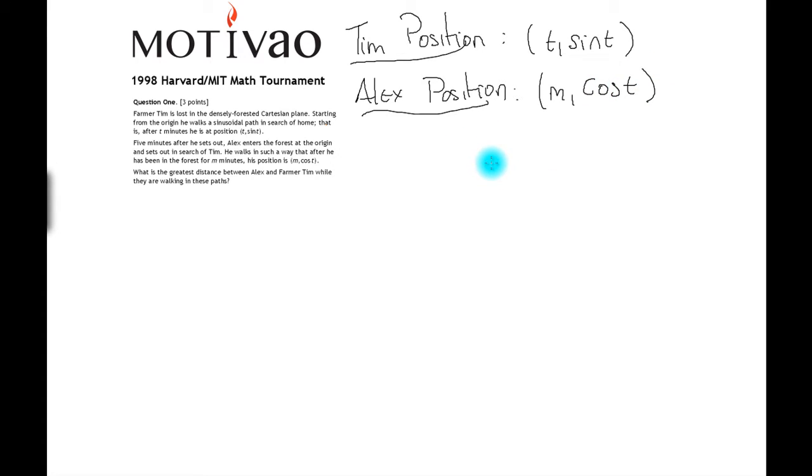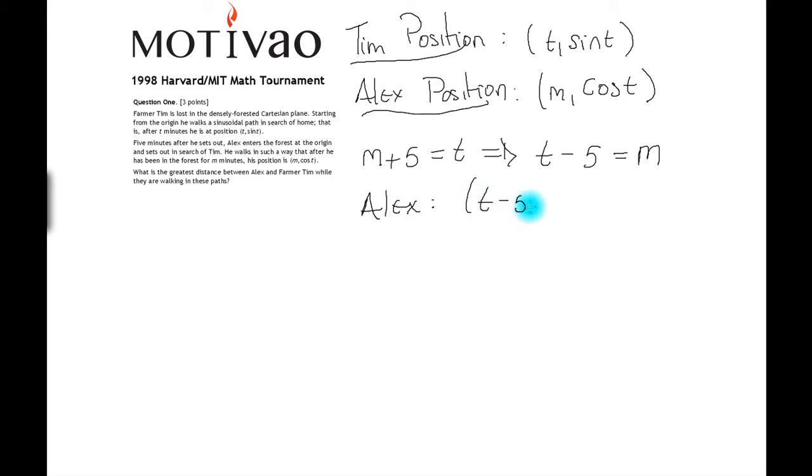Now, what's the relationship between m and t? Well, it says that 5 minutes after he sets out. So how do we express that mathematically? Well, m plus 5 equals t, or t minus 5 equals m. Okay, now that we know that, we can plug in that variable into m. So Alex's position becomes (t minus 5, cos t).